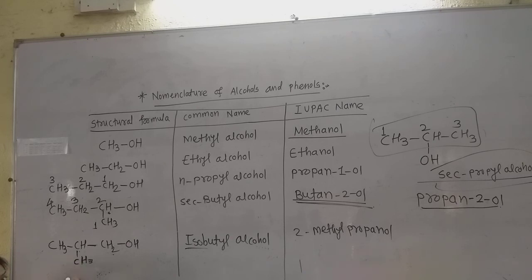This methyl group is not in the chain. This is considered as the substituent. Remember, the numbering is given only in a straight chain. Why do we give the numbering 1, 2, 3, 4 in this way? Because this CH3 group is in the chain, but this is not in the straight chain. So give the numbering from this side as 1, 2 and 3.